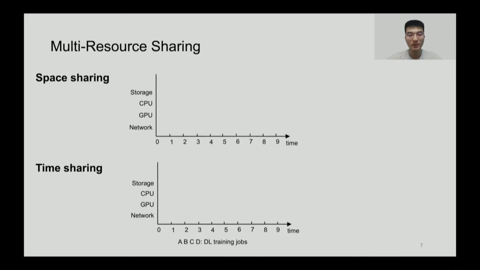There are mainly two kinds of multi-resource sharing: space sharing and time sharing. Here, we show an example to compare these two sharing types. Four deep learning training jobs A, B, C, and D are shown in blocks in different colors. We show one iteration of these four jobs. When a job cannot fully utilize one resource type, it can share the resources with other jobs. When the jobs are shared in space, at every moment, each resource type on one machine is used by multiple jobs.